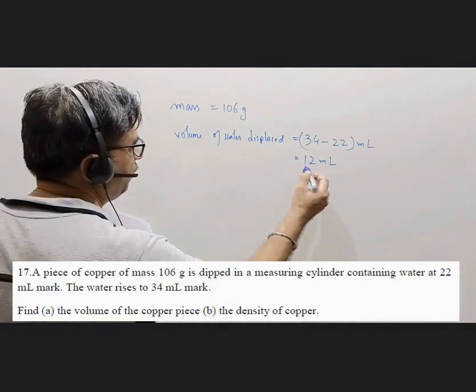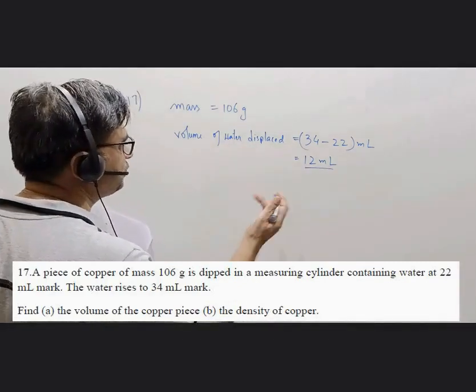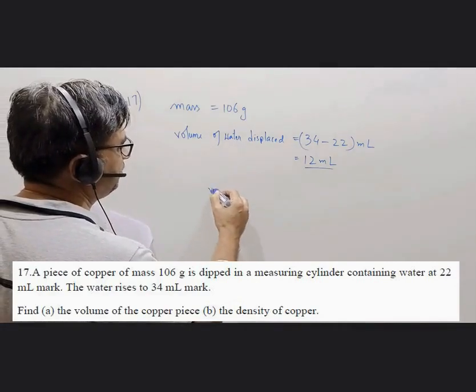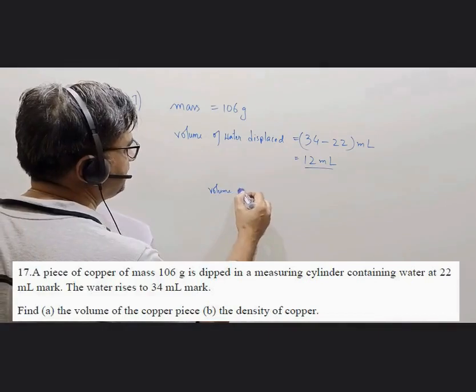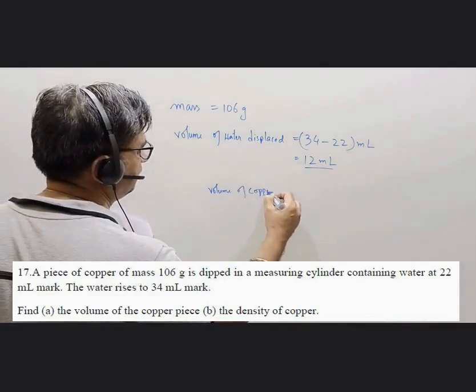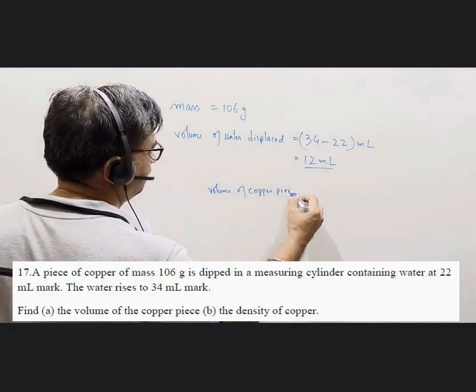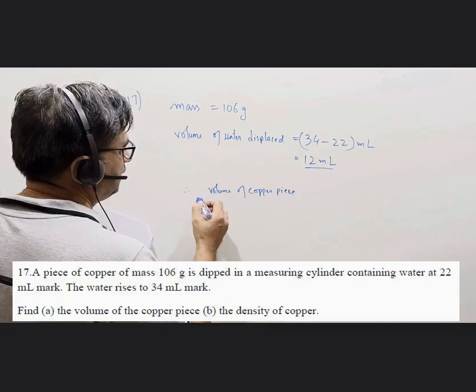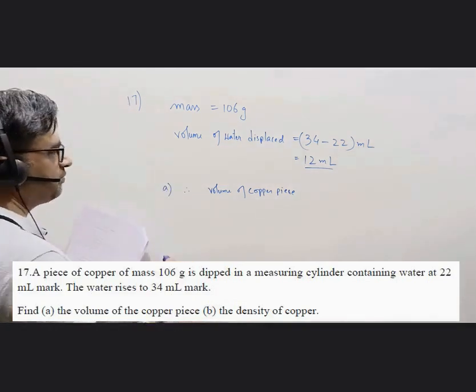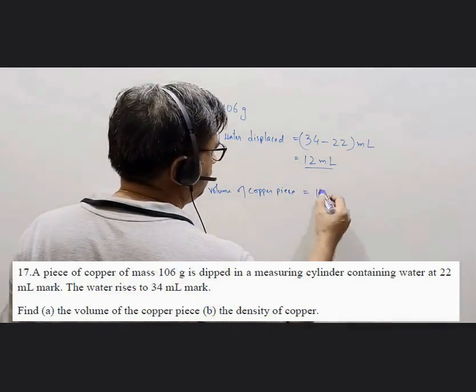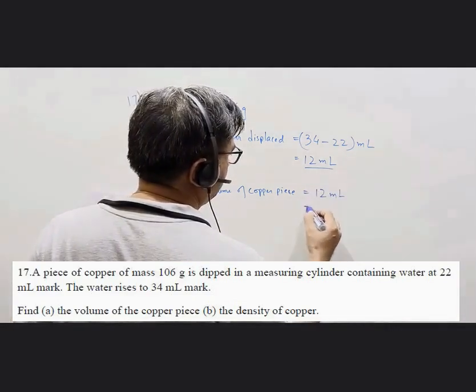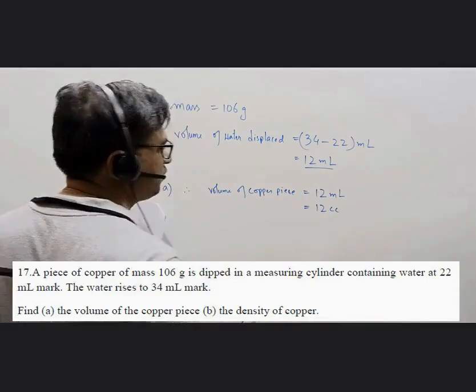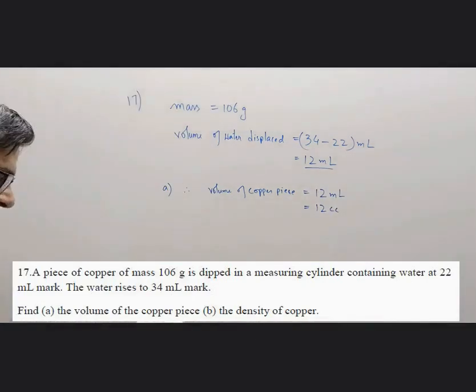So the volume of the water displaced is also the volume of the object, or the mass. So the volume of the copper piece, this is the answer to the first part, is equal to 12 ml, or 12 ml is the same as 12 cc. So that's the answer to the first question.